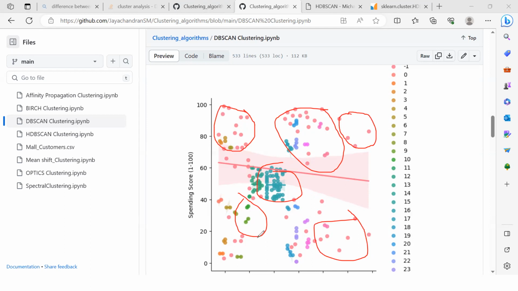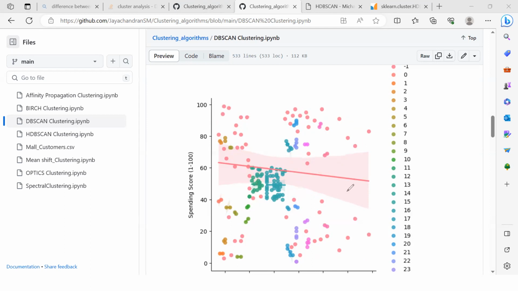Okay. All right. Let us go to the deck, and then we will discuss a few more clustering algorithms.